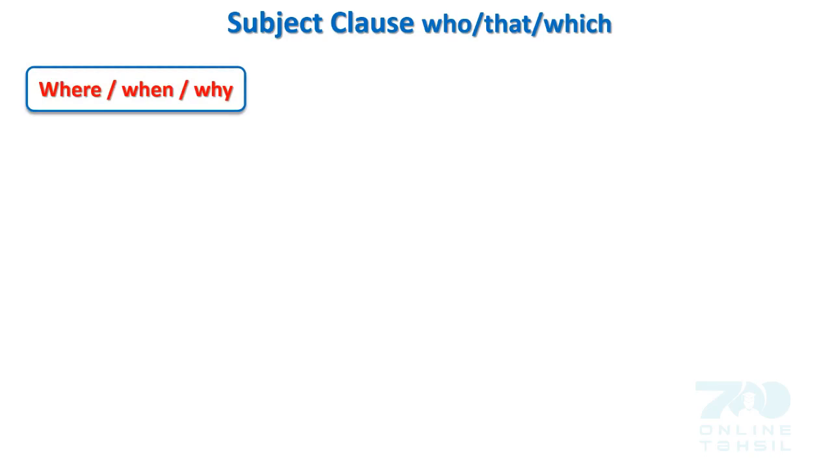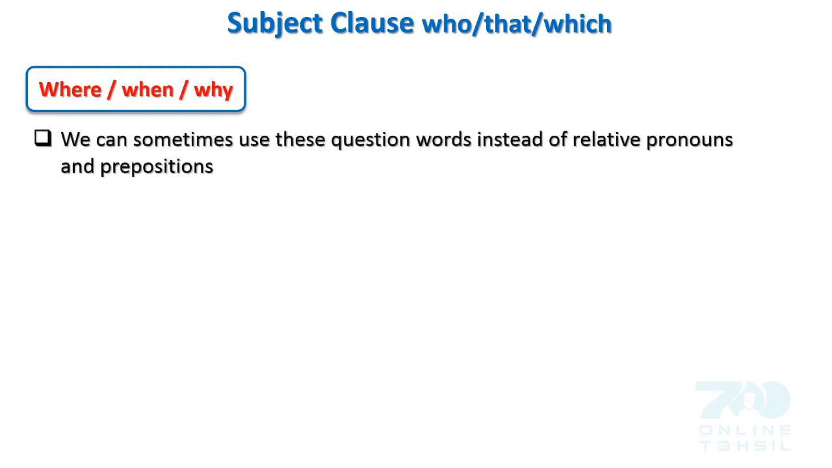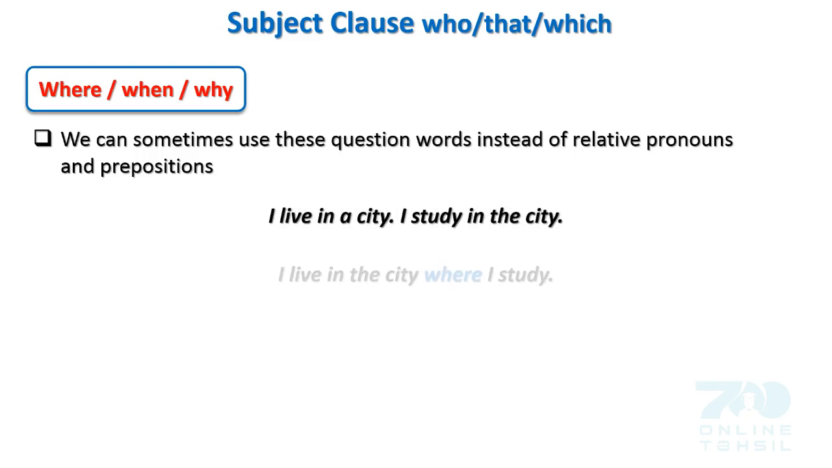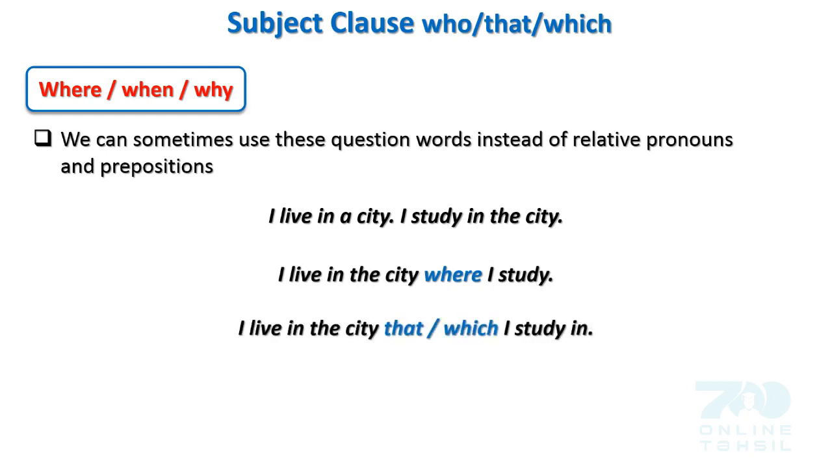Where, when, why. We can sometimes use these question words instead of relative pronouns and prepositions. I live in a city. I study in the city. I live in the city where I study. I live in the city that, which, I study in. I live in the city in which I study.